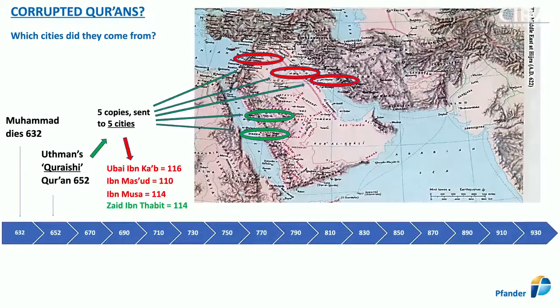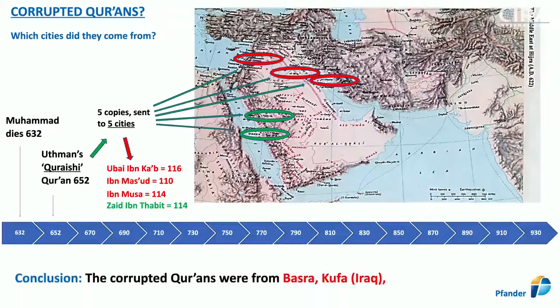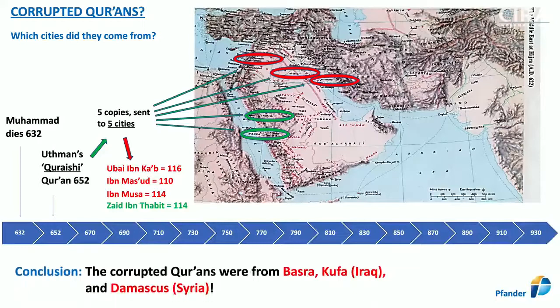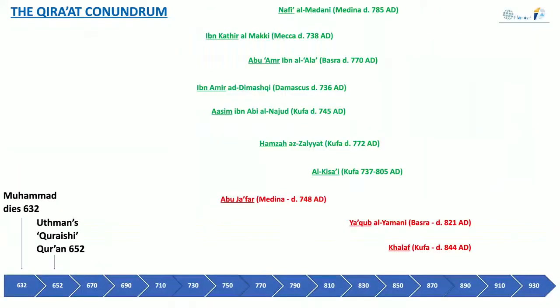You have Basra, Kufa, Damascus, which are up at the top. We talked about that, and we said that these are the corrupted Qurans. That's why we have them in red. However, here's the conundrum. Amongst these 10 readers, the 10 readers that we've always talked about, how many of them are Qurayshi? Should we see? Let's look and see how many of them are Qurayshi.